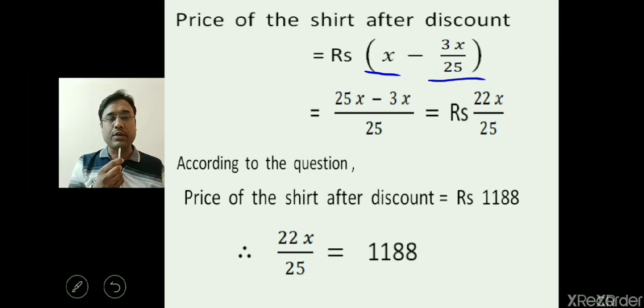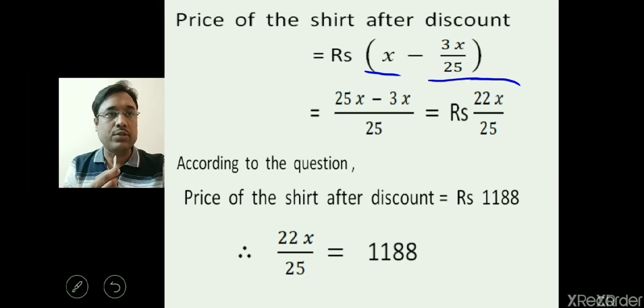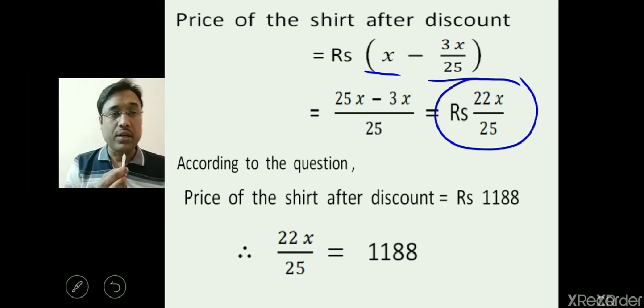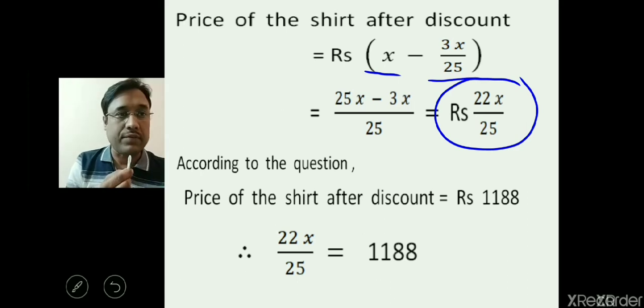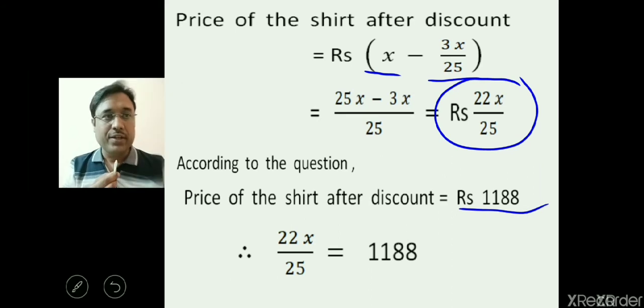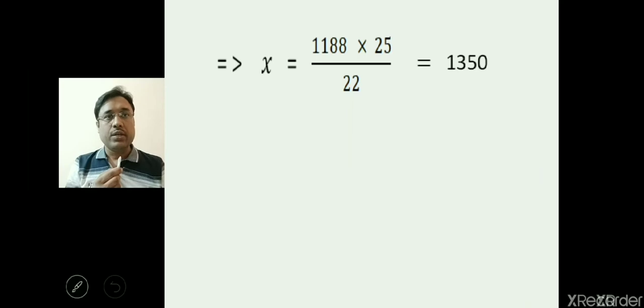Therefore, 22x by 25 is the price we have got after discount, but the question says that the price after discount is 1188. So they are equal, we can equate them. So 22x by 25 equals 1188. Then you can solve that: X equals 1188 into 25, where 25 goes at the numerator place and 22 goes at the denominator place, by cross multiplication.